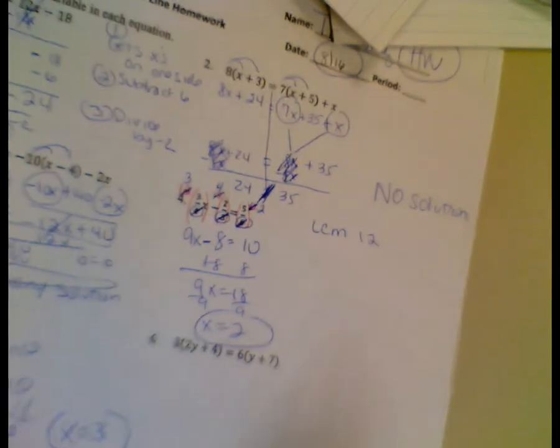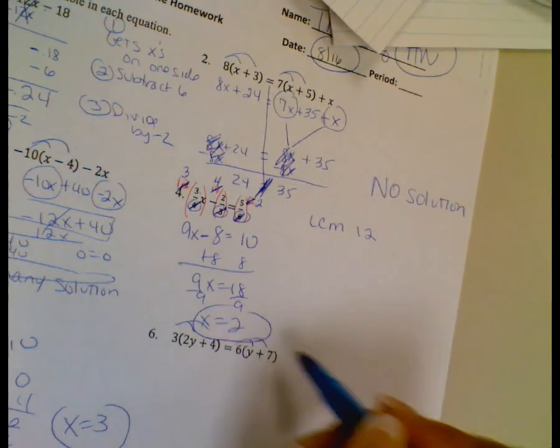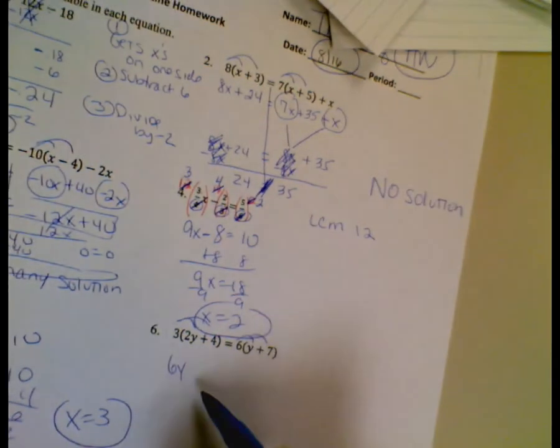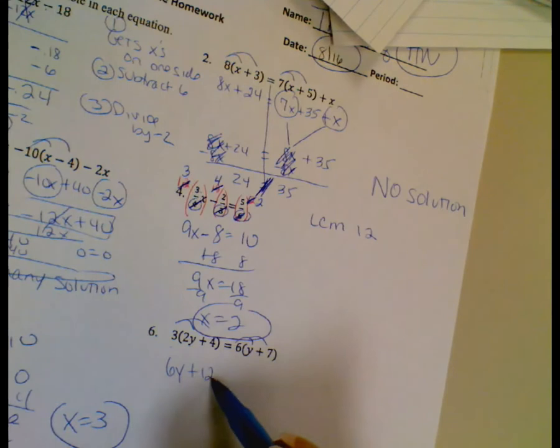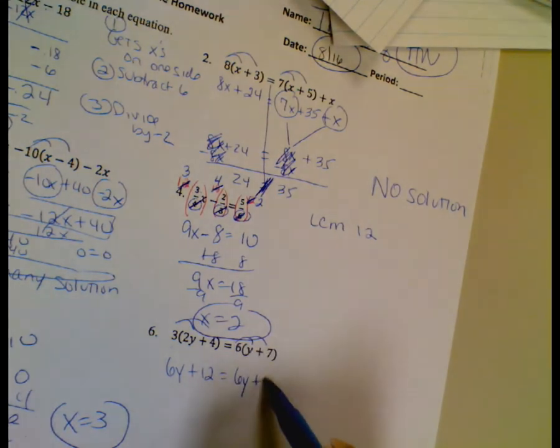Number 6, distribute the 3 and the 6. So 3 times 2 is 6y. 3 times 4 is 12. 6 times y is 6y. 6 times 7 is 42.